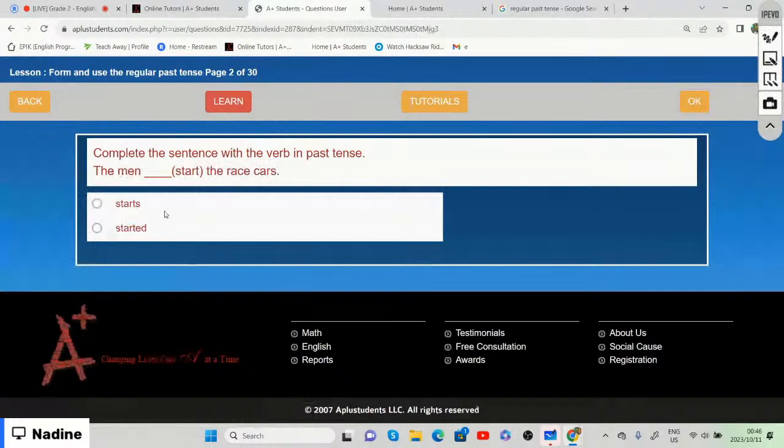The men, do we say start the race cars, starts the race cars, or started the race cars? So we can then just say that the men started the race cars, because it already started, right?